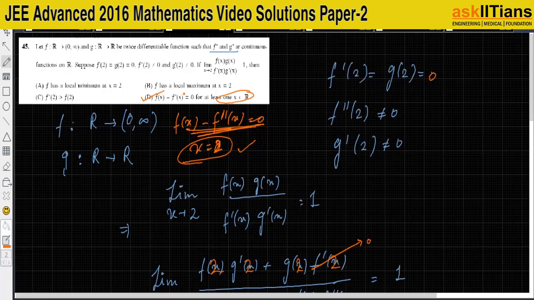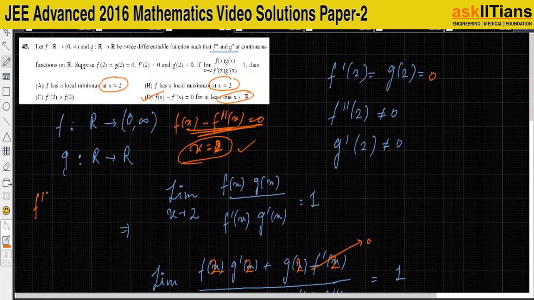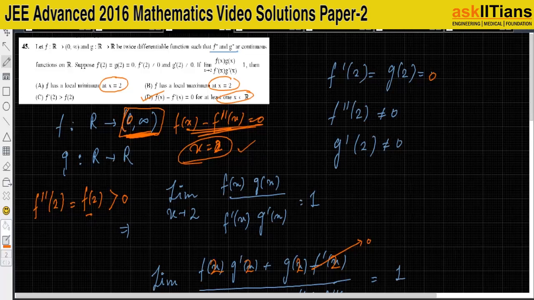Out of option A and B, one of them will be correct, because either there will be a local minima at x equal to 2, or there will be a local maxima at x equal to 2. So at x equal to 2, we have to check whether there is a local maxima or a local minima. We are getting f double dash 2 is equal to f2, and the range of this function is 0 to infinity, so the value of this function will always be positive. So f2 will be a positive quantity, which means f double dash 2 is also a positive quantity.